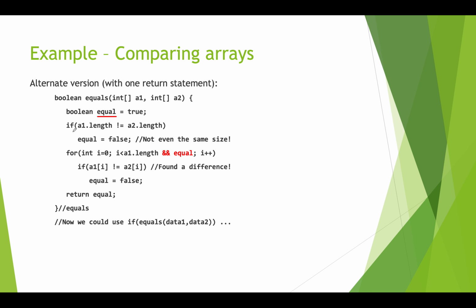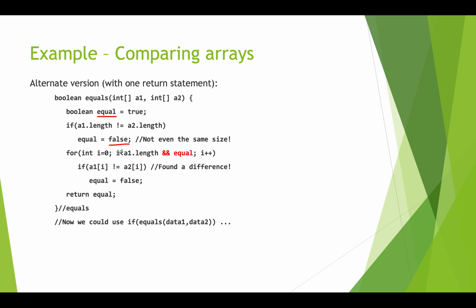Now, the first thing we do again is we test the length. And if it turns out that the lengths are different, then we set equal to false. Now, if the two arrays are different lengths, we don't actually want to do this for loop, but we haven't got a return statement here. We're not popping out, so we need a way to skip over this for loop.